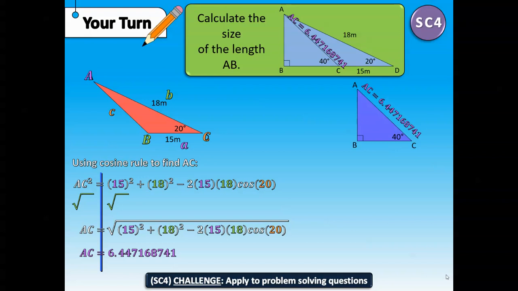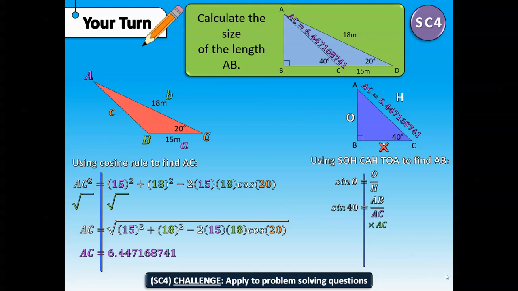I then use basic trigonometry to find the length AB. So I label up my sides opposite, hypotenuse, and adjacent. I need the opposite and hypotenuse, so I use sine 40 equals AB over AC. I can times both sides by AC, and then type in the side AC times sine 40 into the calculator. So AB is 4.14 meters.